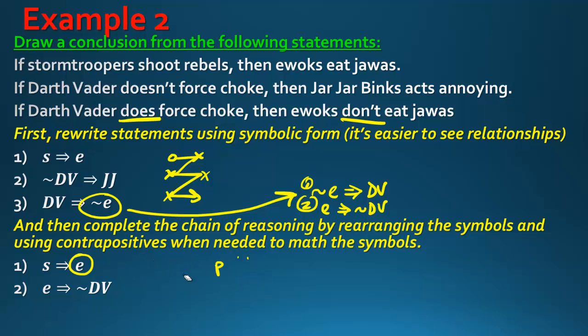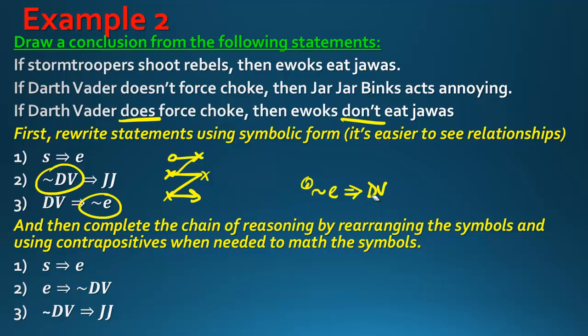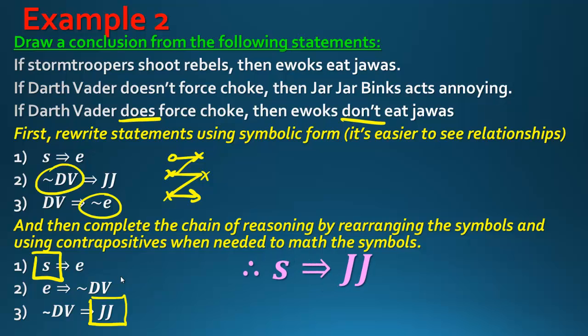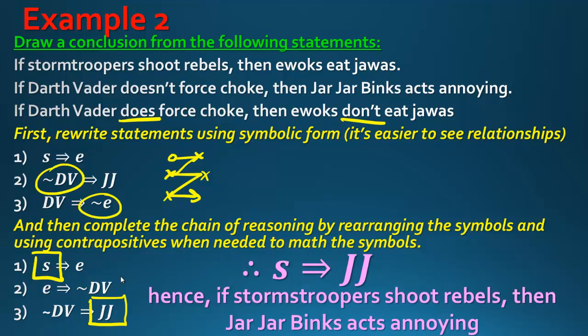Okay? Now, we have a not DV right there, so we're going to move that one to the last. So now we have a chain of reasoning. We've rearranged it and just used the contrapositive of this one. So we're going to look at this. What did we start with? What did we finish with? We started with S and finished with JJ. Therefore, if S, then JJ, which means, hence, if stormtroopers shoot rebels, then Jar Jar Binks acts annoying.